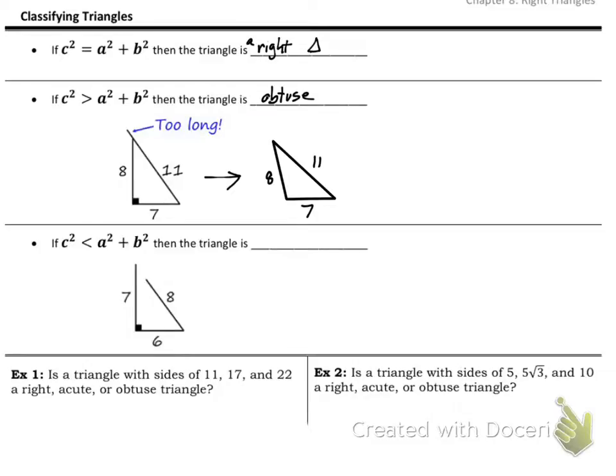Well, through process of elimination, what's it going to be if it's less? We only have 3 types of triangles. There we go. Alright, Sanjeev? It's going to be acute.